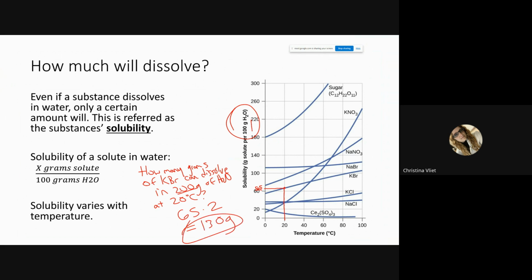So this is the style of question that you will be asked with the solubility curve. The other style of question is I could give you an amount and I could ask you if it's unsaturated or saturated. So go ahead.